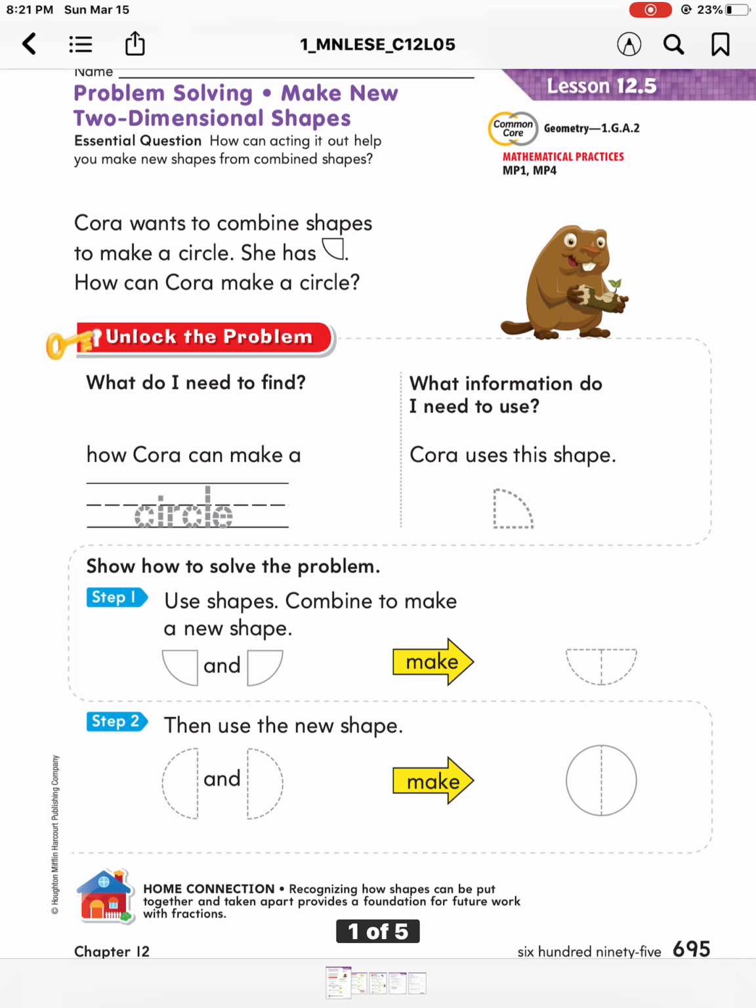Hello, my dear students. Today we are going to take lesson 12.5, problem solving, and we will learn how to make new two-dimensional shapes.